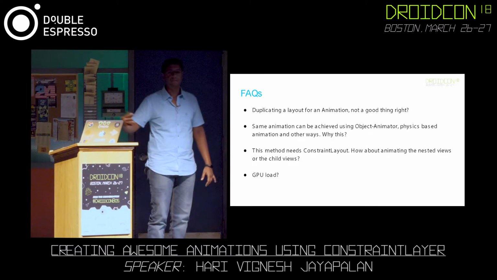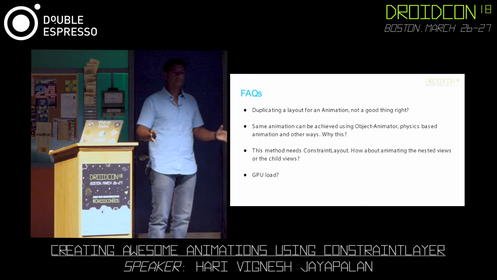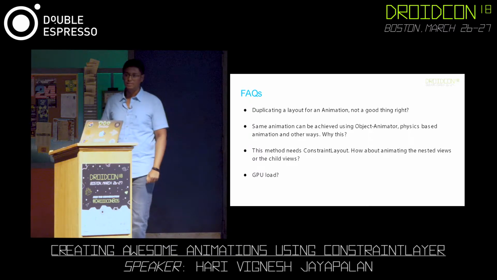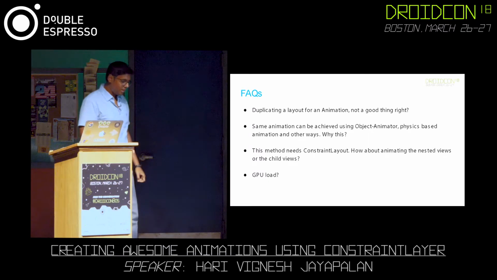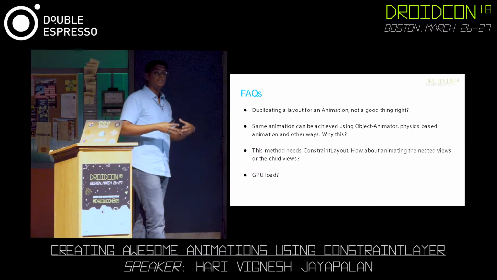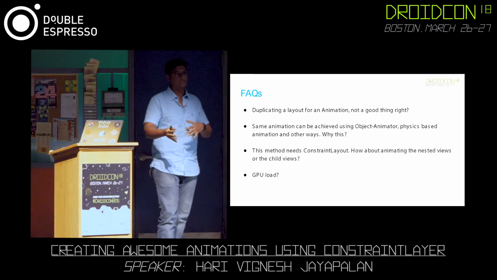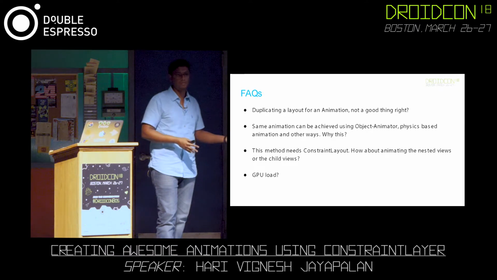We have object animator, physics-based animations. There are a lot of ways that you can achieve the same animation. Why would I want to prefer this method of animation? And the third question: obviously this method requires constraint layout, and every layout will have nestings. You will not have the flat view all the time. So how does this method work for nested layouts?